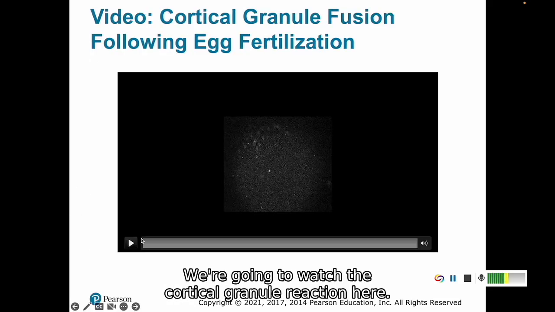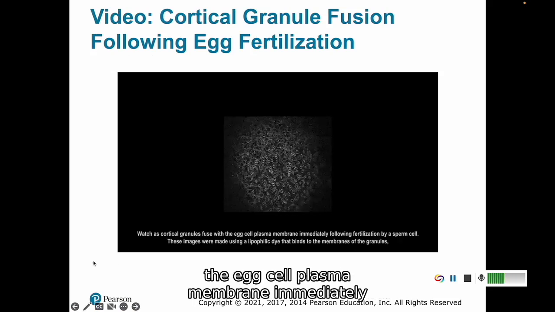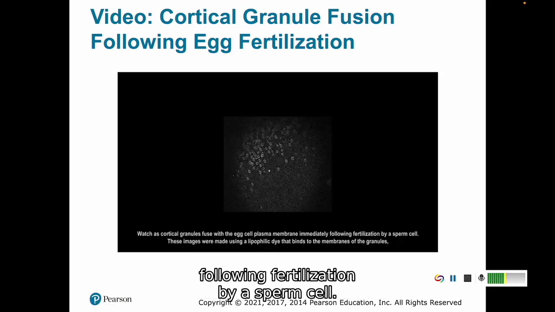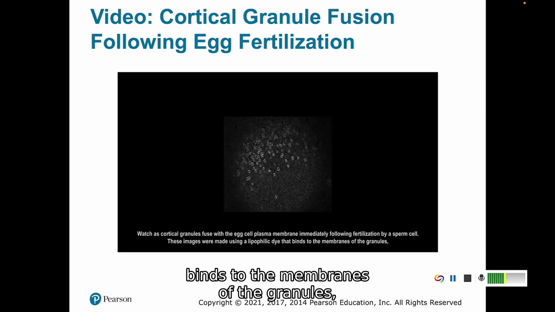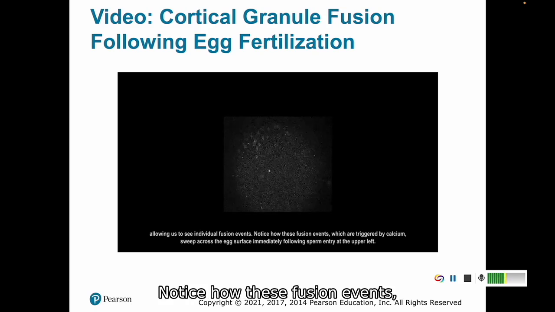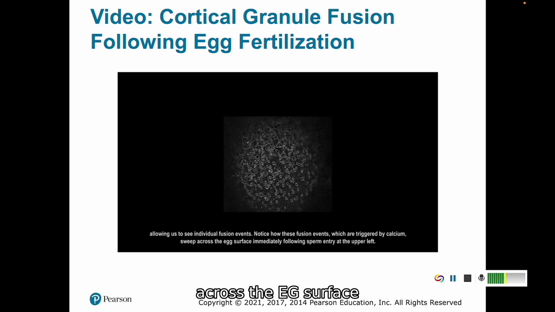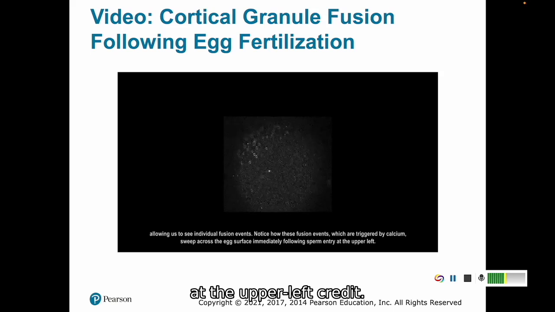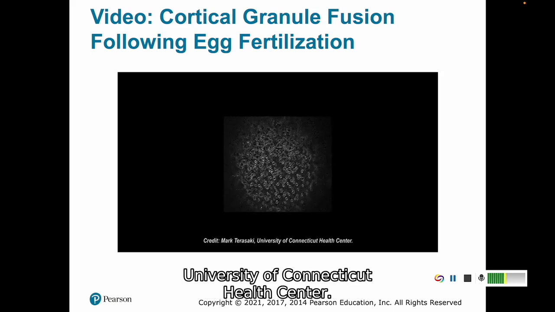Okay, we're going to watch the cortical granule reaction here. Watch as cortical granules fuse with the egg cell plasma membrane immediately following fertilization by a sperm cell. These images were made using a lipophilic dye that binds to the membranes of the granules, allowing us to see individual fusion events. Notice how these fusion events, which are triggered by calcium, sweep across the egg surface immediately following sperm entry at the upper left. Credit: Mark Terasaki, University of Connecticut Health Center.